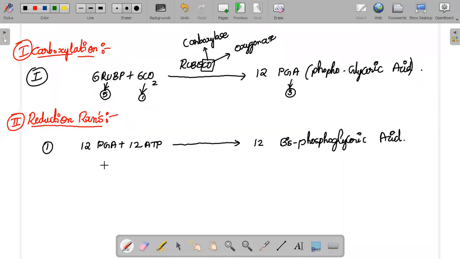Now, let me show the structure of PGA. This is the structure of PGA. 3 carbons will be there, and the phosphate group is attached at the third carbon. Go and see the structure of this bisphosphoglyceric acid. It will also have 3 carbons. Phosphate is attached at the third carbon, and phosphate is also attached at the third carbon. So what is the difference between this PGA molecule and this one? Both of them are similar.